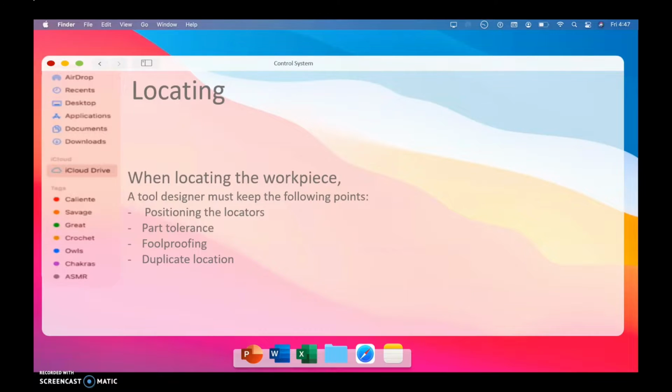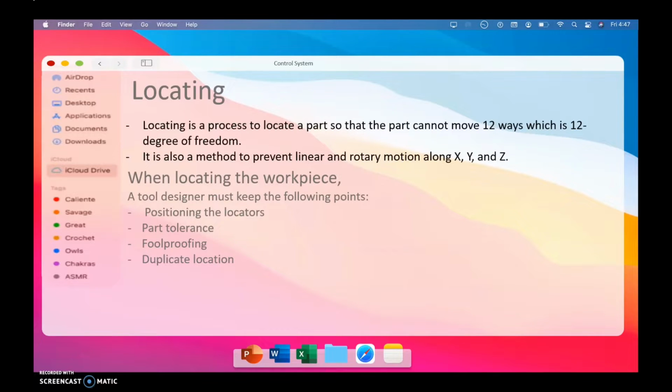And I will now explain about the locating system of our project. So I will first talk about what locating is. Locating is a process to locate a part so that the part cannot move in 12 ways, which is the 12 degrees of freedom, which consist of X, Y, and Z axis. So the part cannot move to the right, left, forward, backwards, upwards, or downwards, or rotate in linear and rotary motion.